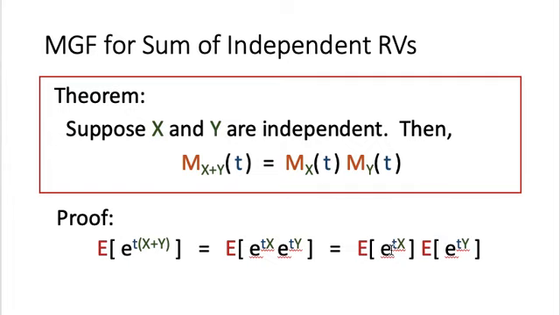And this expected value is the moment generating function of X, and this expected value is the moment generating function of Y. So for a fixed t, we have this. In that case, for every t, we have M_{X+Y}(t) equal to M_X(t) times M_Y(t). This is very, very useful in later courses.